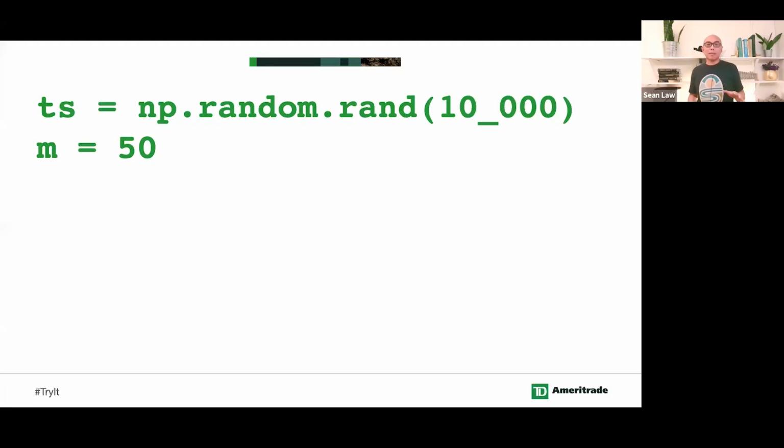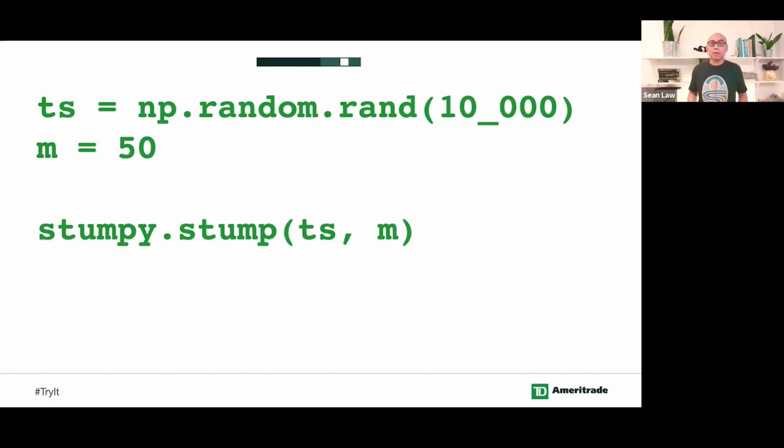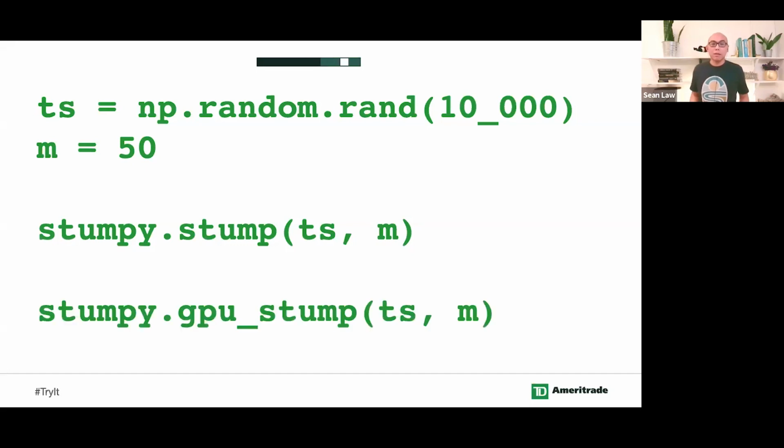Now, from an API standpoint, how might you use Stumpy? Imagine you have a time series, in this particular case TS, that has 10,000 data points, and you choose some subsequence length like m here. To compute the matrix profile, it's fairly simple. You just import stumpy, and you say stumpy.stump, and you pass it the time series and your desired subsequence length. And in fact, if you have GPUs available to you, you just have to say stumpy.gpu_stump.